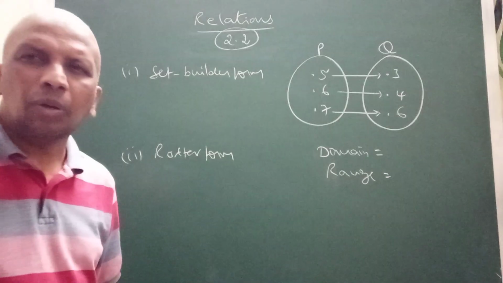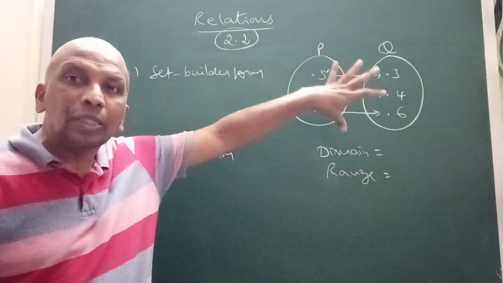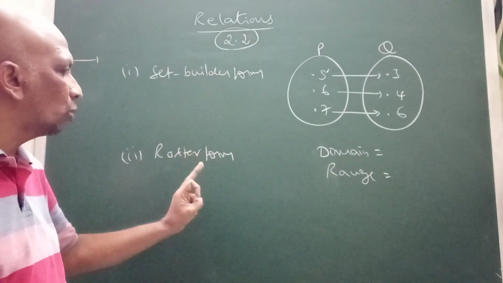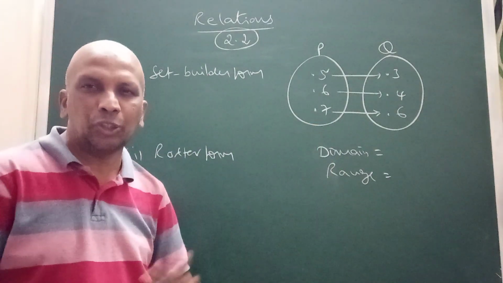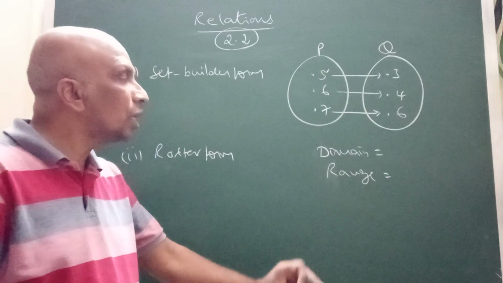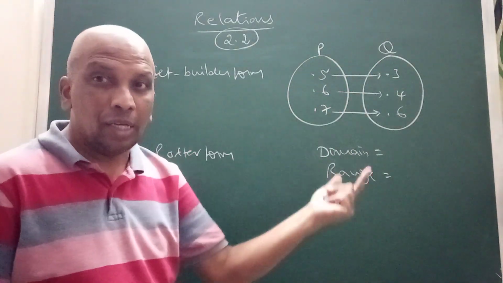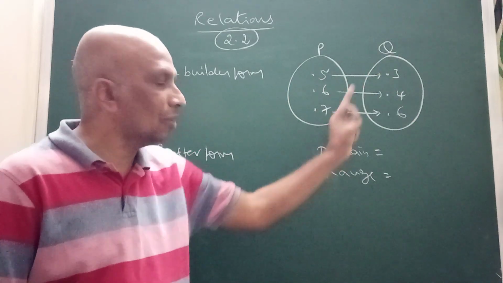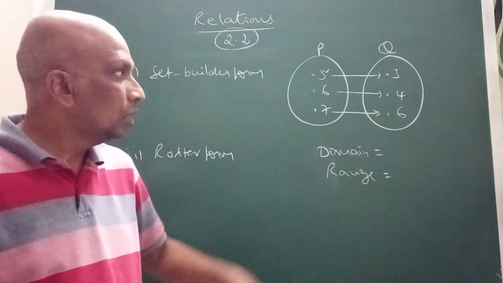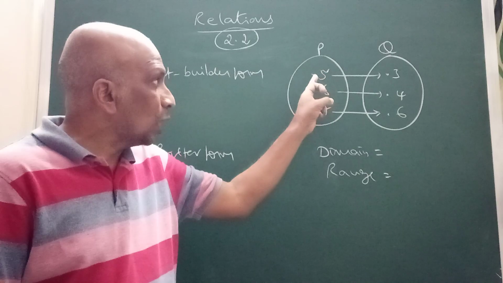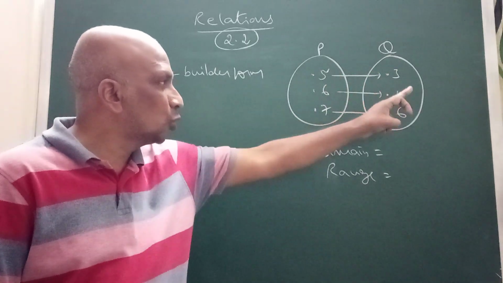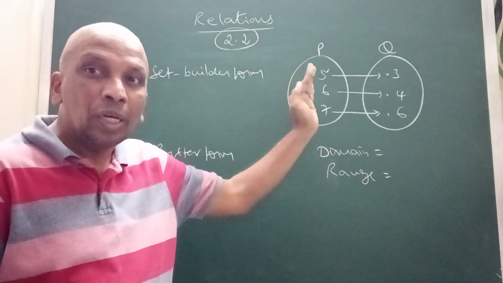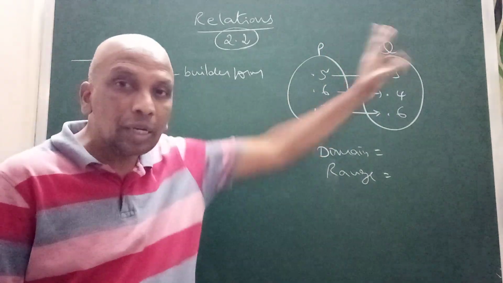See in this problem, they are given this figure. From this figure, for the given relation you should write the set builder form, roster form, domain and range. They are asking that now. You can see here, if we compare, there is a common relation: 5 to 3, 6 to 4, 7 to 6. If you observe here, 5 minus 2 is 3, 6 minus 2 is 4, 7 minus 2 is 6. So from each element of P, you subtract 2, it gives the element of Q.